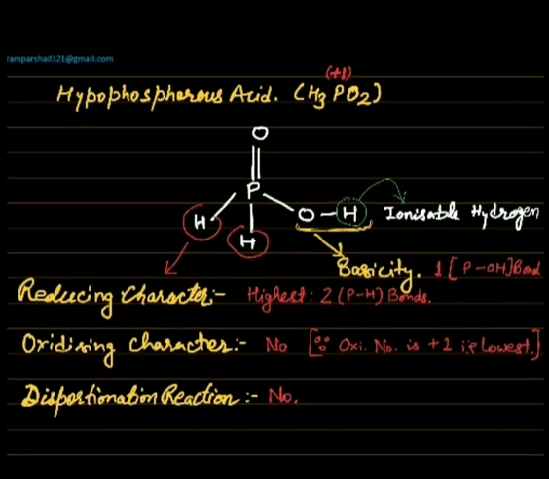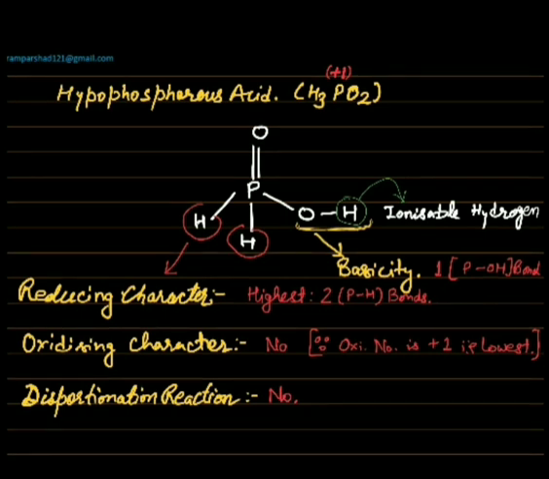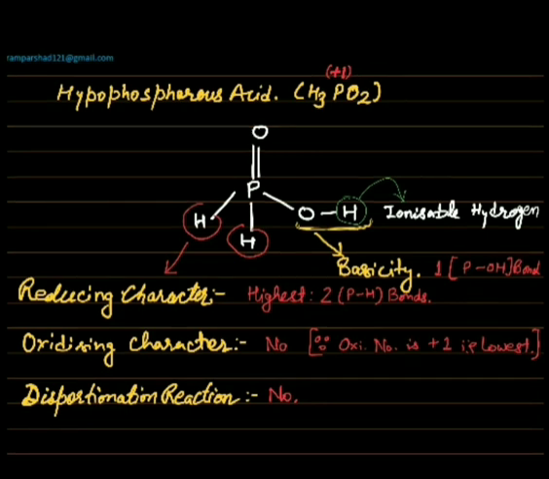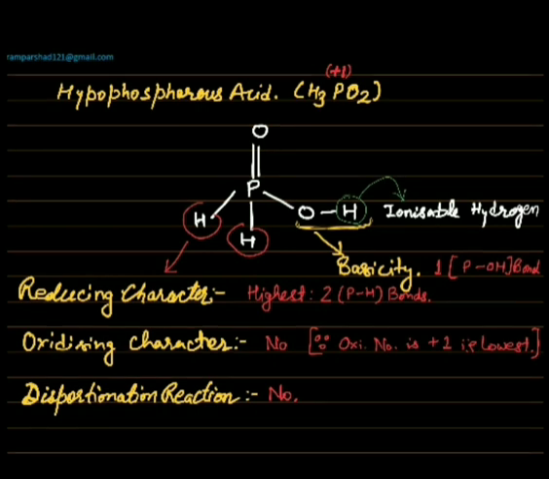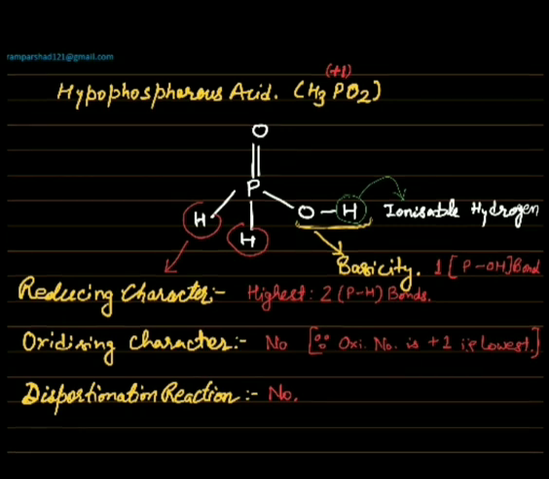The basicity of this acid depends upon the ionizable hydrogen, which is associated with the number of OH groups directly linked to the phosphorus atom. In this case, only one OH group is directly linked to the phosphorus atom. So its basicity is 1.